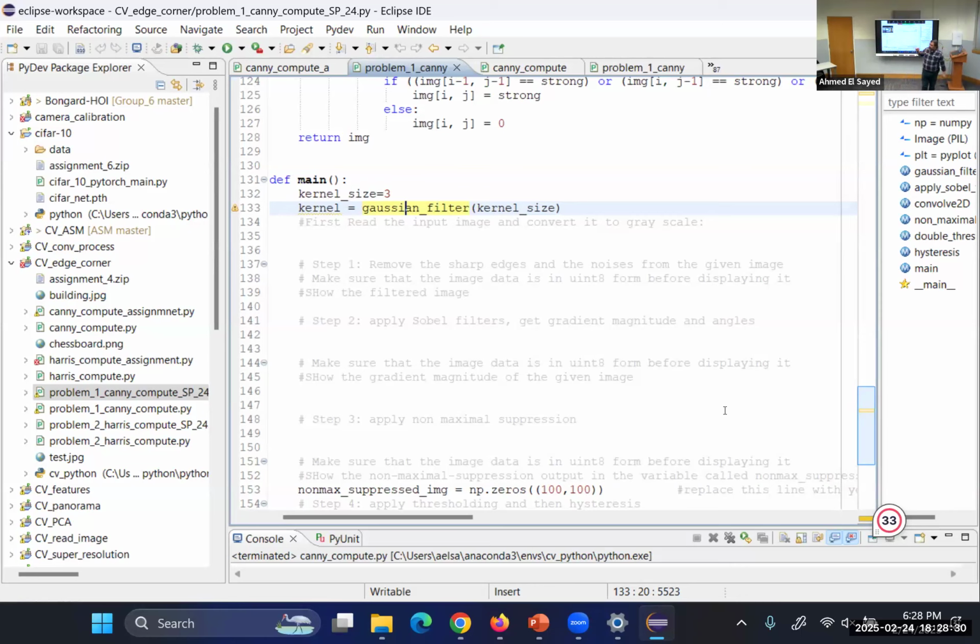I don't have to remind you that OpenCV is not allowed here. You're not allowed to use any of the OpenCV algorithms. Okay? And if any of you use OpenCV, this means that the grade of the assignment will be 0. Okay?